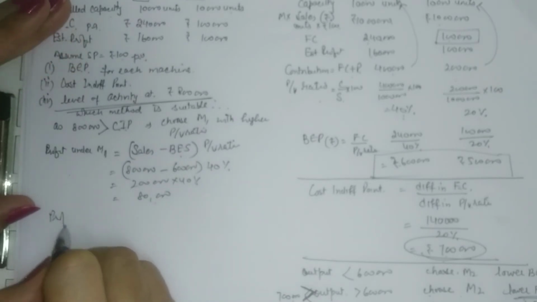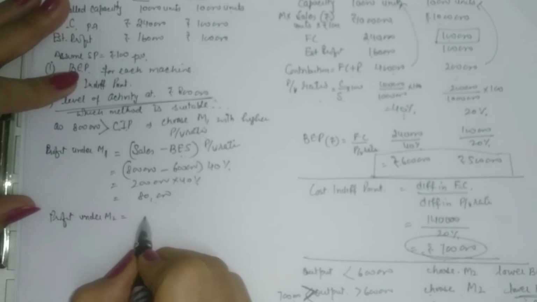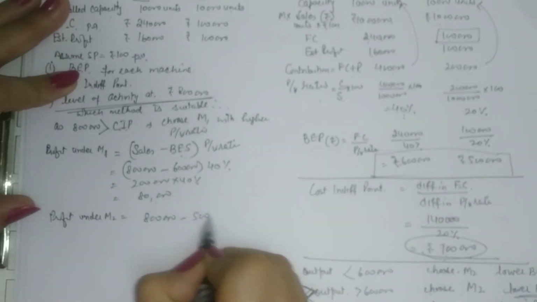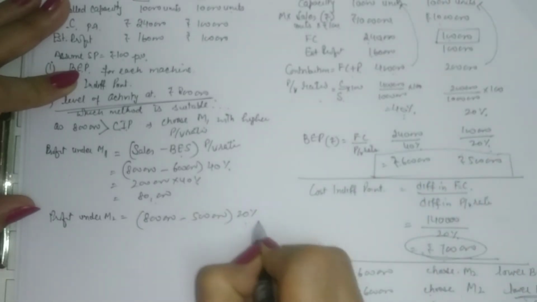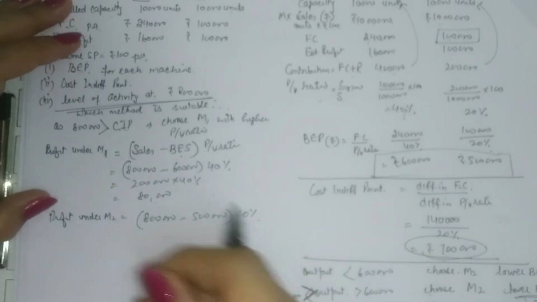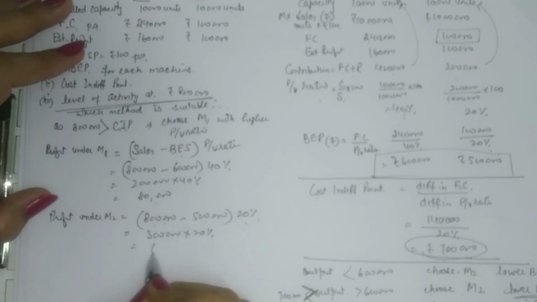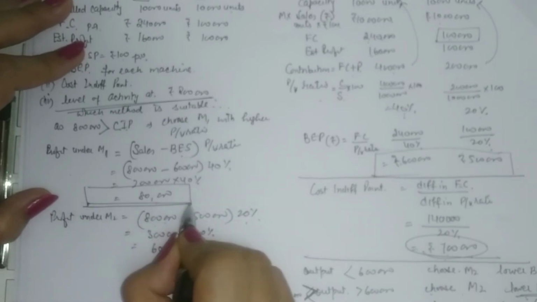Whereas profit in machine 2 will be: sales the same 8 lakh, break-even point for this machine is 5 lakh, but the profitability is 20%. Every additional unit is contributing only 20%. So 3 lakh into 20% is 60,000. So obviously the method that you have chosen is giving you more profit.